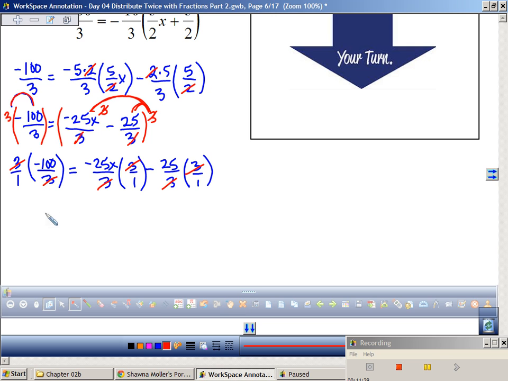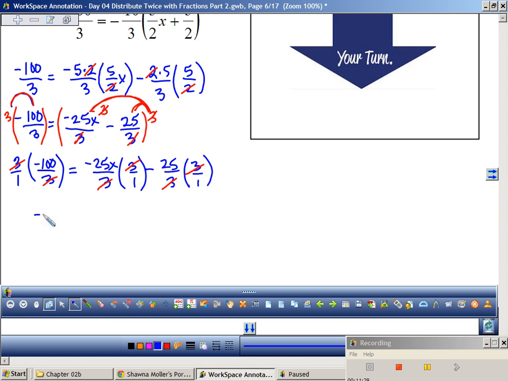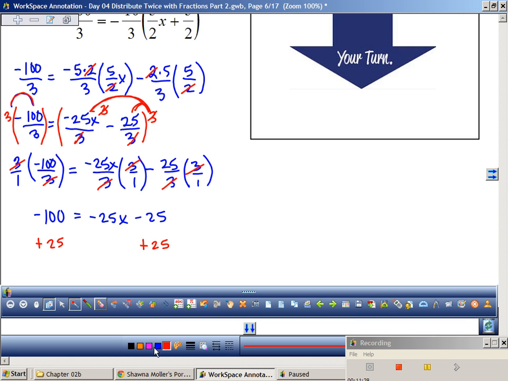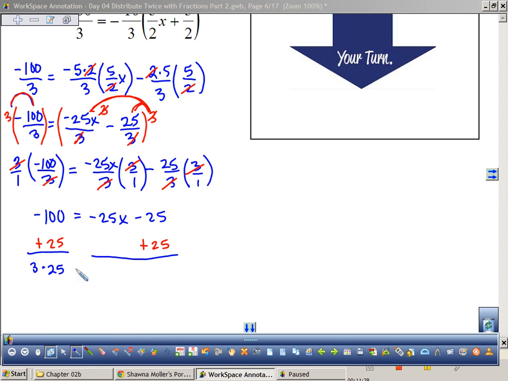All right, so what am I left with? Negative 100 equals negative 25x minus 25. Add 25 to both sides, and you get negative 75, right?